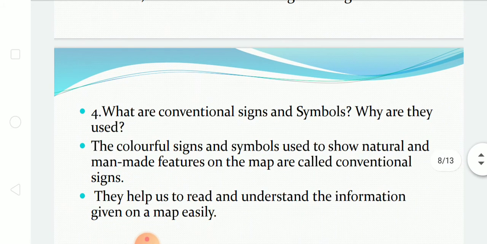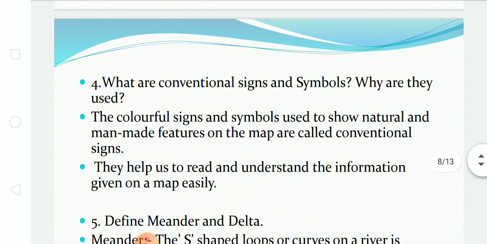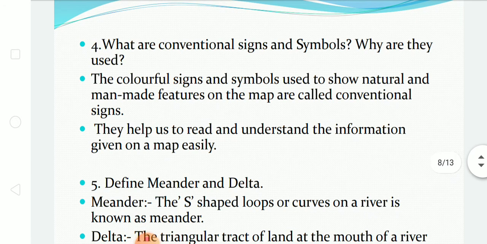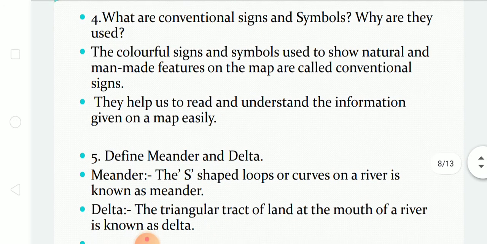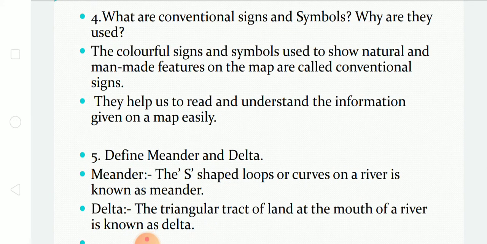Fourth question, what are conventional signs and symbols? Why are they used? The colorful signs and symbols used to show natural and man-made features on the map are called conventional signs. They help us to read and understand the information given on a map, and make our map reading easier. So that is the fourth answer. It's only 2 points, for 3 marks also. You can write these 2 points.